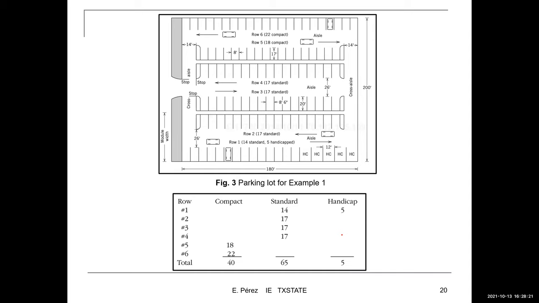So as a summary, we have the total number of spaces. We were designing for 100, but we end up with 40 compact spaces, 65 standard spaces, and 5 handicaps, for a total of 110 spaces, which is a little more than we needed. And this is just one design. We can revise this design using a different type of module and see if we can fit more. But for the specifications of this problem, meaning 100 spaces with at least 30 compact cars, we got 40 and 5 handicap spaces. We were able to fit that in that space. Questions?